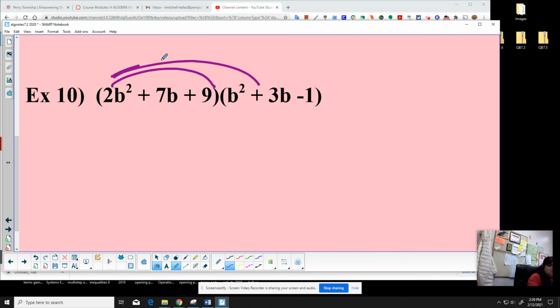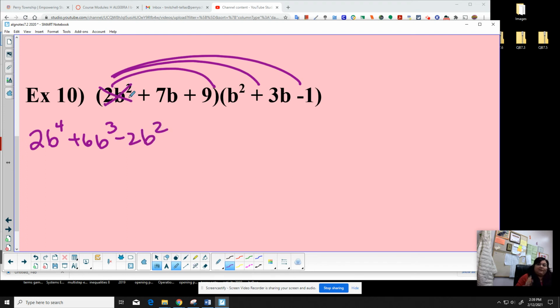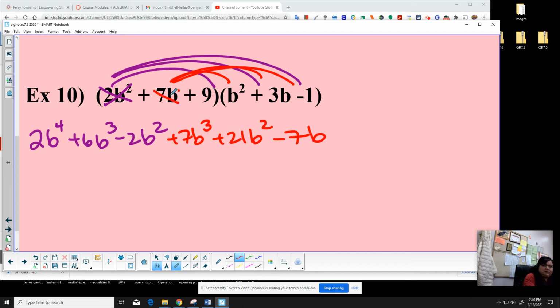So I'm going to multiply this 2b squared by each of those. So 2b to the 4th, because you add exponents when you're multiplying, and then plus 6b to the 3rd, and minus 2b squared. Okay, that one's done. I multiplied it by each of them in that second parenthesis. Okay, let's do the 7b now. So 7b times b squared would be plus 7b cubed. And 7b times 3b is plus 21b squared. And 7b times negative 1 is minus 7b. So that one's done.